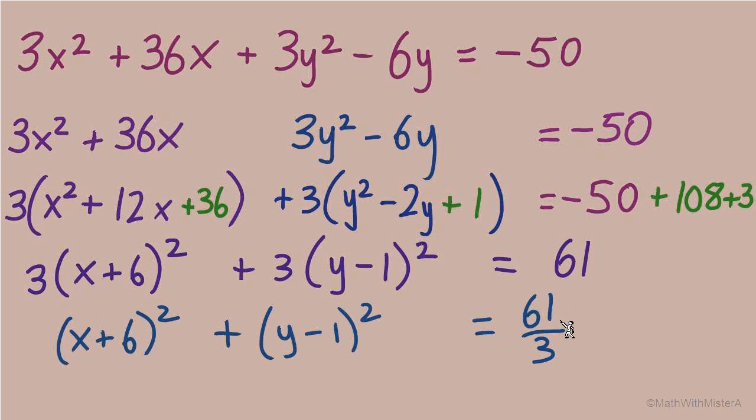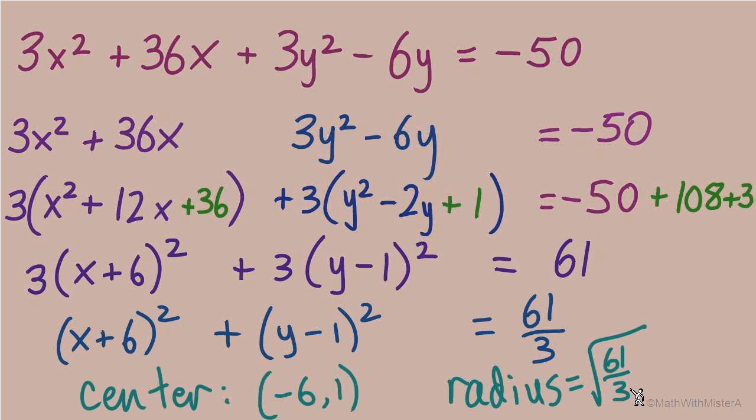We can see the x and y coordinates of the center. This constant, the 61 over 3, is the radius squared. Still, remember that. So to talk about the radius, we need to do the square root of 61 over 3. Our center is at negative 6, positive 1 as the x-coordinate and y-coordinate. And if you're in the habit of rationalizing the denominator, we'd want to take this a little bit further to get radical 183 over 3.